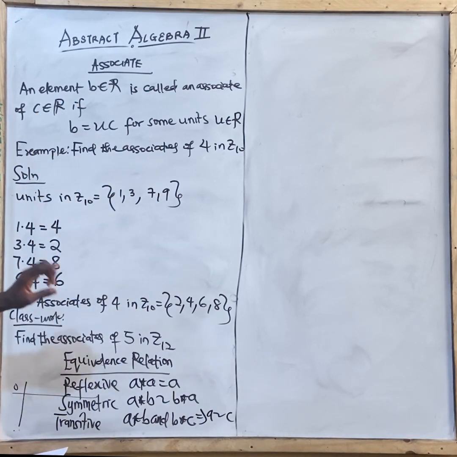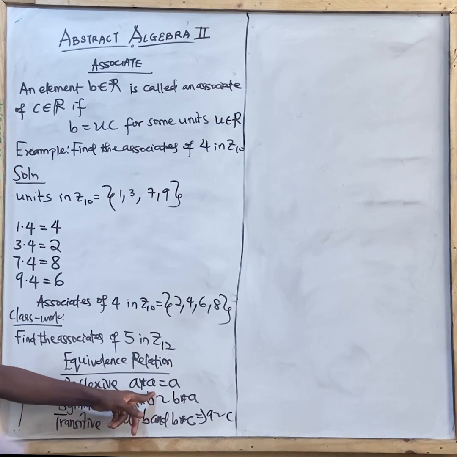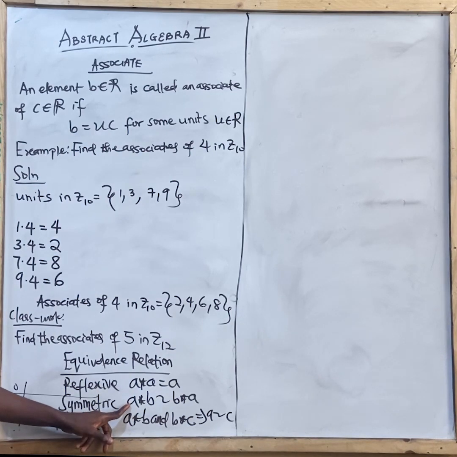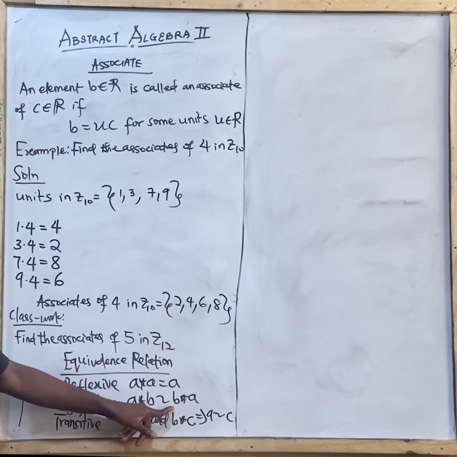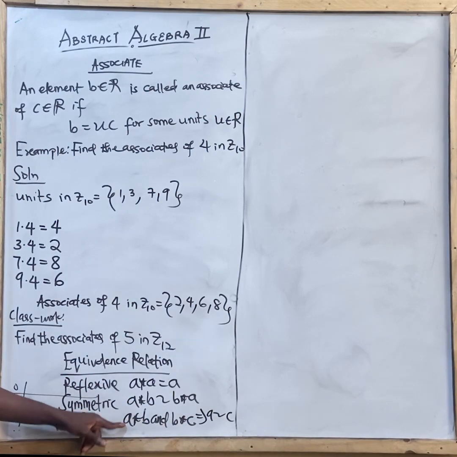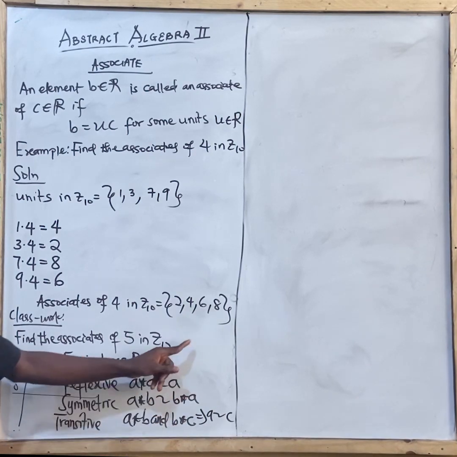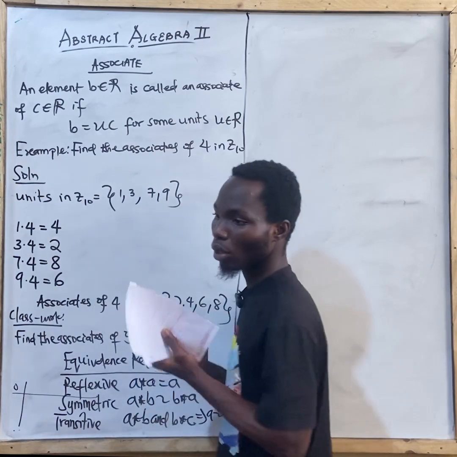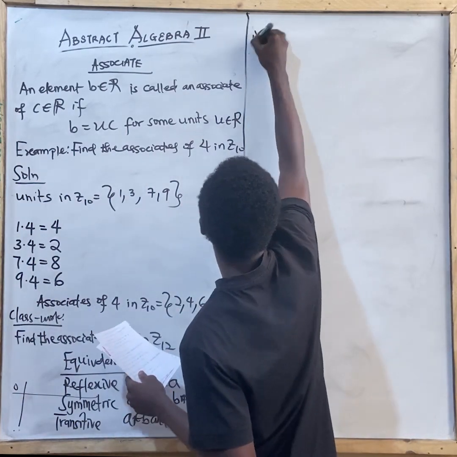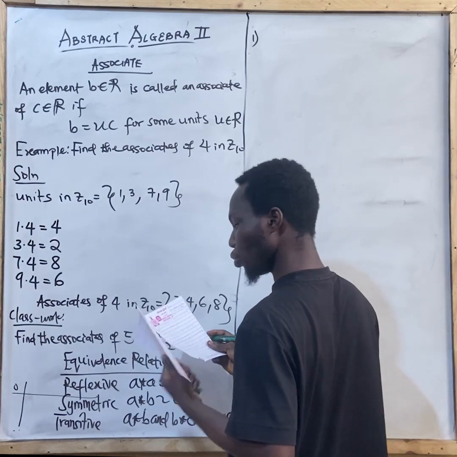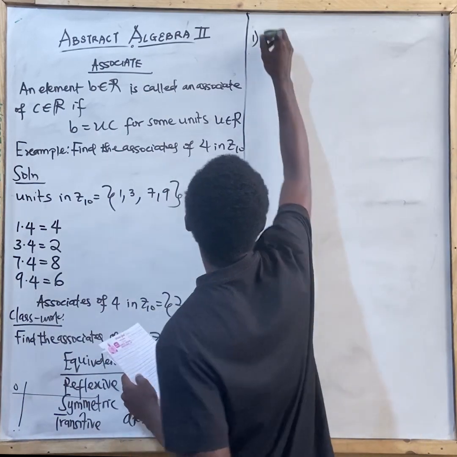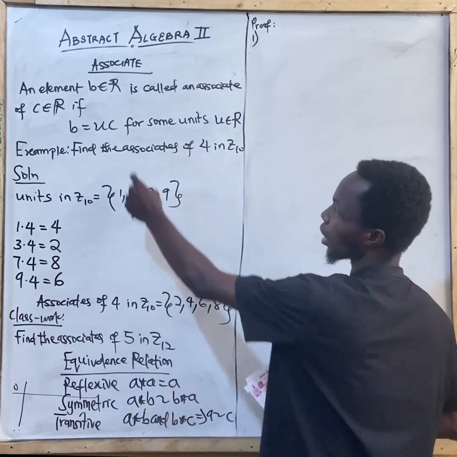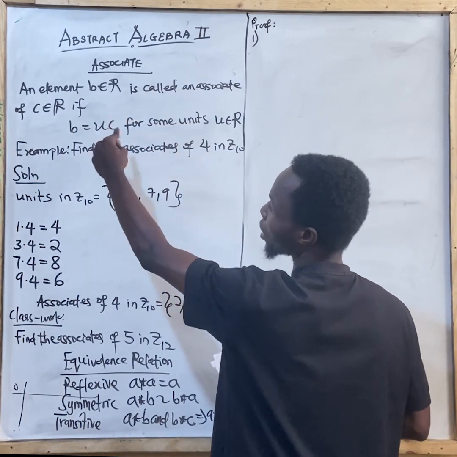That is what they are basically saying. One, A is related to A. Two, using the definition of associate, if A is an associate of B, then B is an associate of A. Three, if A is an associate of B and B is an associate of C, it implies that A is an associate of C. So if I'm going to take them one after the other, first thing first, I'm going to prove the first one. One, prove that A is an associate of itself.